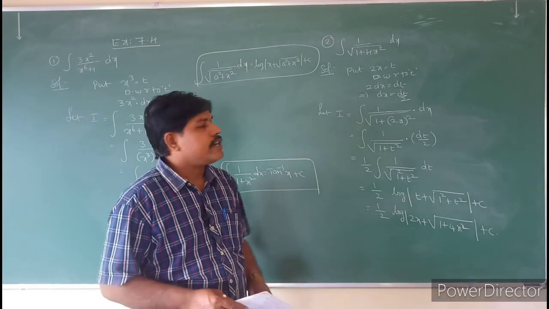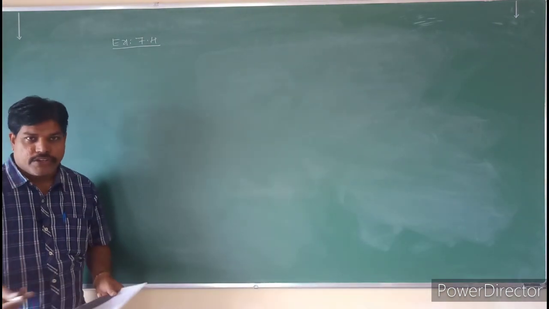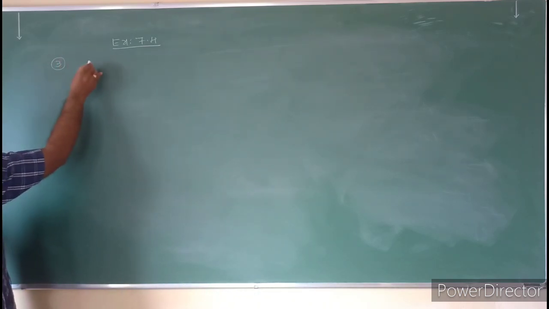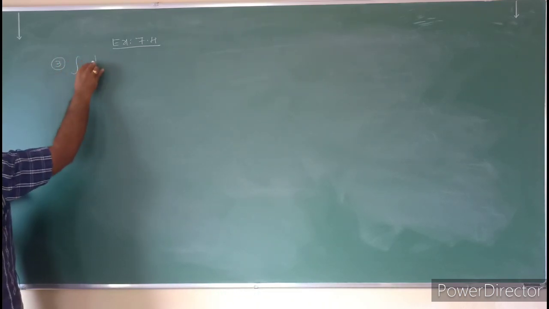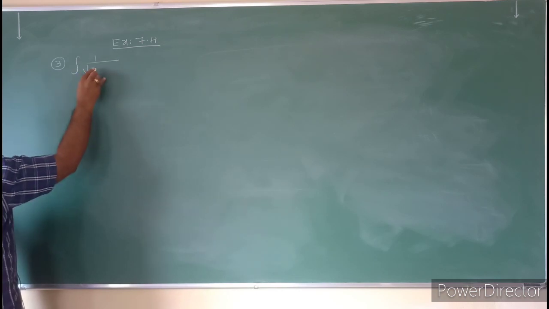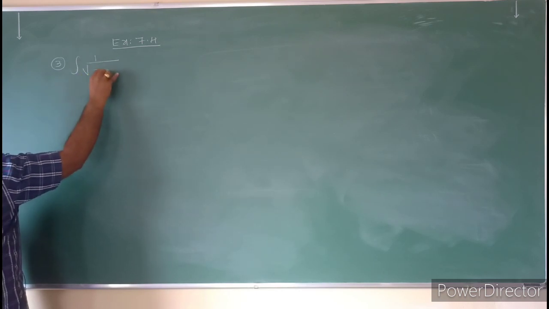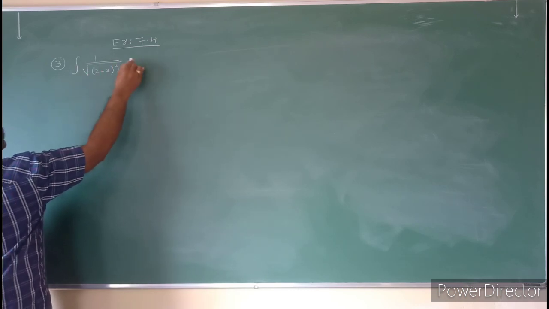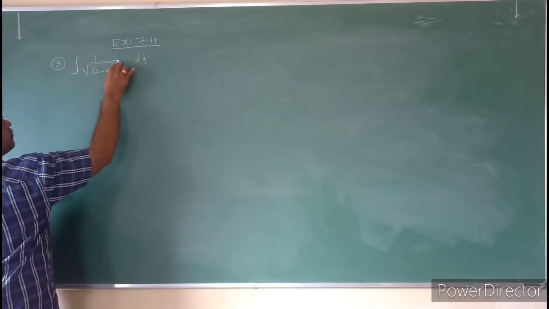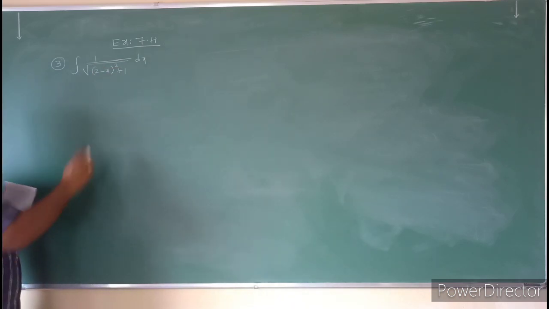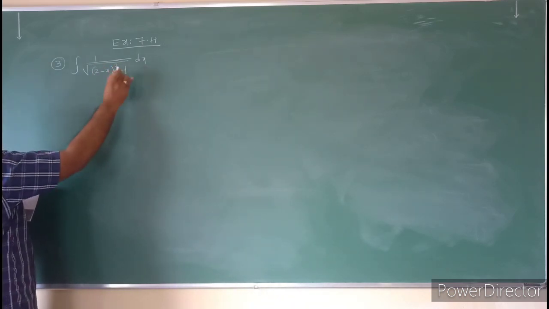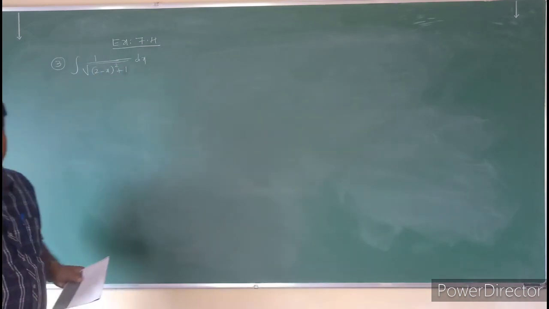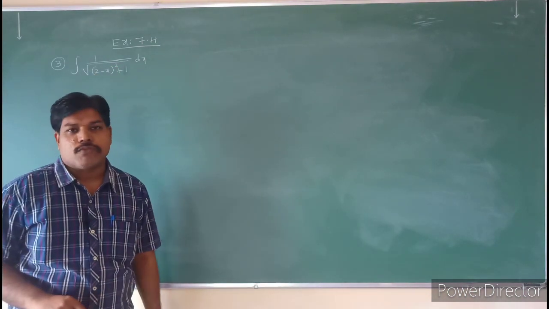So see that question, students. See question number 3. What is question number 3? Integral 1 by root of 2 minus x whole square plus 1 into dx.